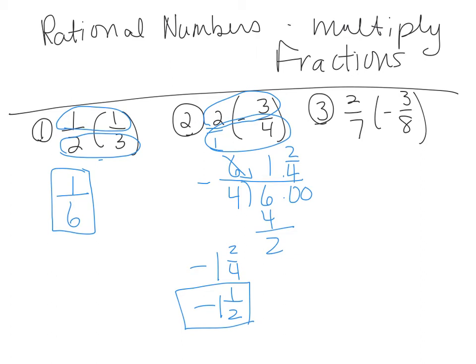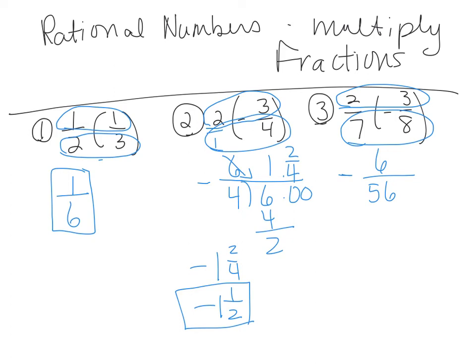And let's do the next one. We have 2/7 multiplied by negative 3/8. So we're going to multiply numerators to numerators, and you get 6. Multiply denominators to denominators, and you get 7 times 8 is 56. And there is 1 negative sign, so we need to bring that down. What do you notice about 6 over 56?